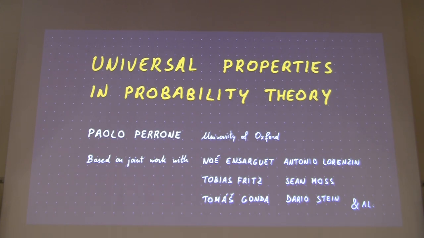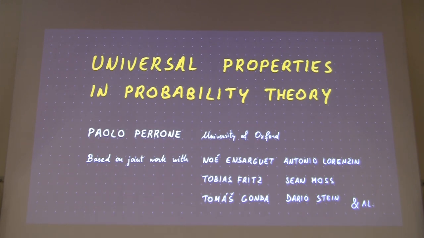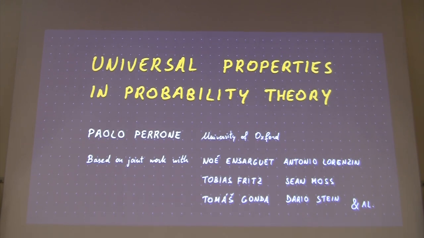This is joint work with a bunch of people, so my talk is going to be a little bit of an overview of what's going on in categorical probability, in this case from the point of view of universal properties. It's a relatively new field. As I will say, it was unsurprisingly started by Lawvere, but unlike other fields started by Lawvere, it lay dormant for several decades, and only now we're starting to see some intense activity in the field.